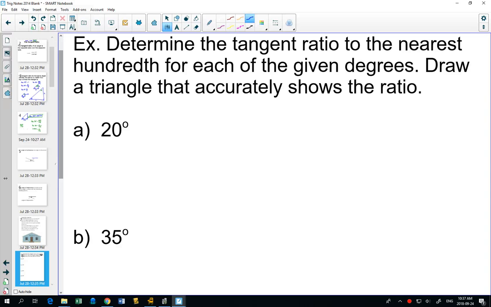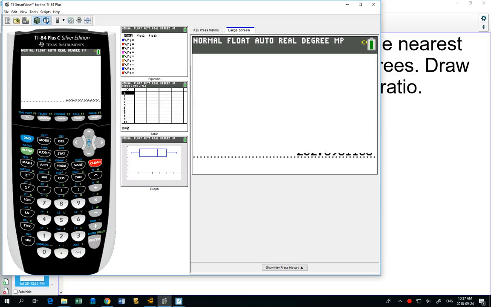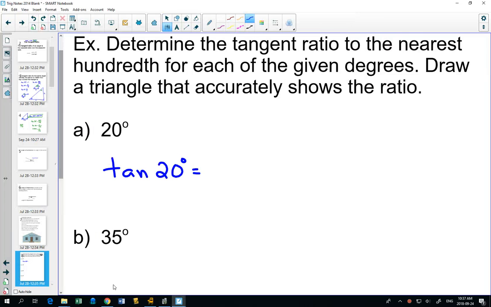So our first one is 20 degrees, so for our work, we'll go to our calculator and say, if I type in tan of 20 degrees, what do I get? Go to my calculator, tan 20 degrees, push enter, I get 0.36.